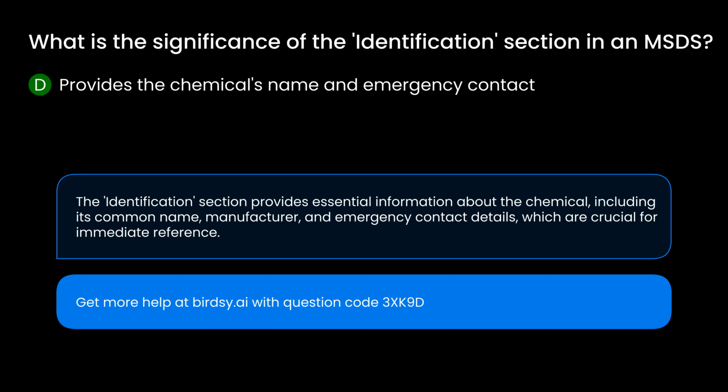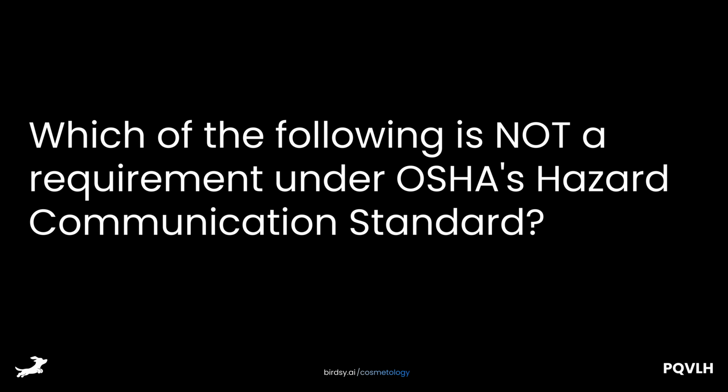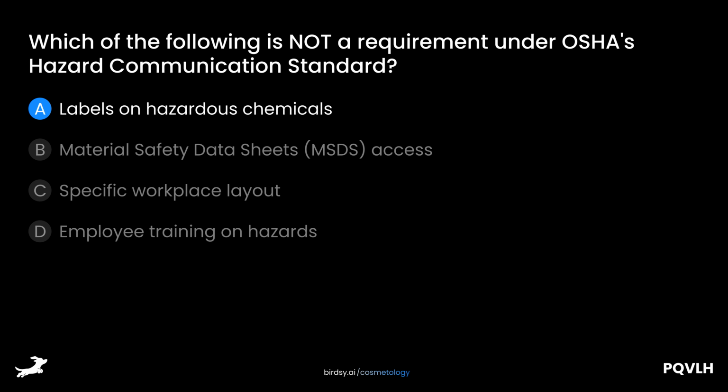The identification section provides essential information about the chemical, including its common name, manufacturer, and emergency contact details, which are crucial for immediate reference. Which of the following is not a requirement under OSHA's hazard communication standard? Is it A, labels on hazardous chemicals? B, material safety data sheets access? C, specific workplace layout? Or D, employee training on hazards? The answer is C, specific workplace layout.